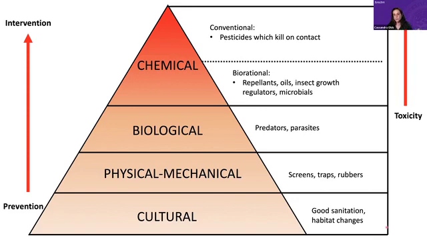But what this really means when we're talking about cultural is we're looking at sanitation and habitat changes, making the environment not suitable for reproduction for this organism. Physical and mechanical, think about things like screens, traps, and rubbers.